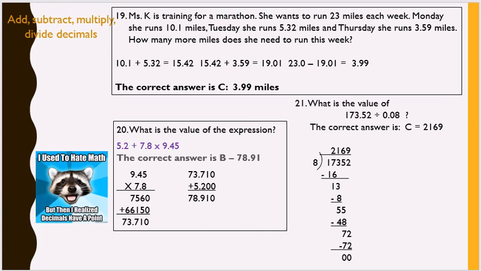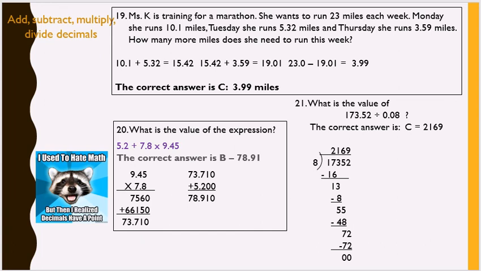Well, 8 times 5 is 40, carry the 4. 8 times 4 is 32, plus 4 is 36, carry the 3. 8 times 9 is 72, plus 3 is 75. Then we put the 0 for the placeholder. 7 times 5 is 35, carry the 3. 7 times 4 is 28, plus 3 is 31, carry the 3. 7 times 9 is 63, plus 3 is 66.